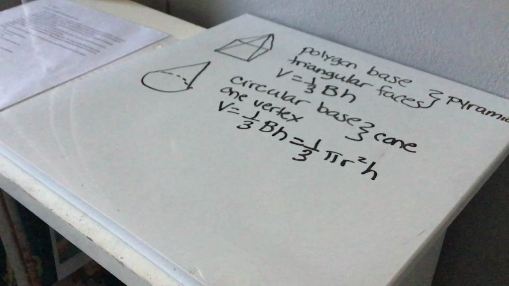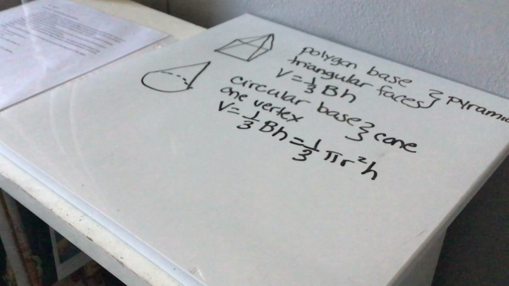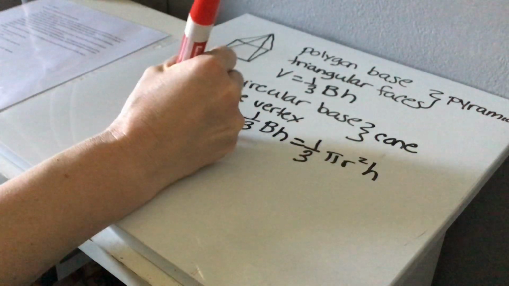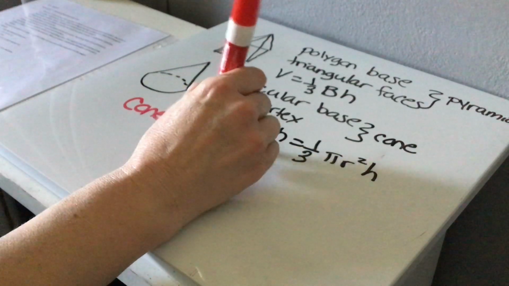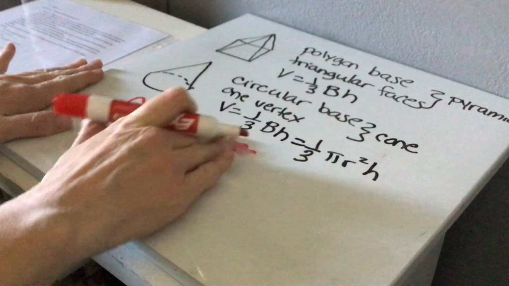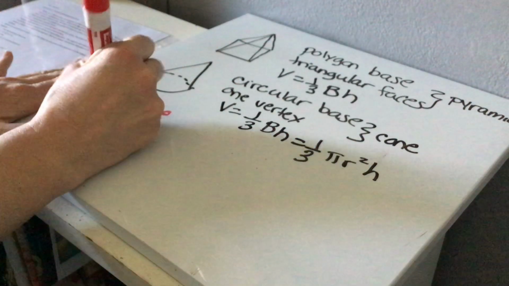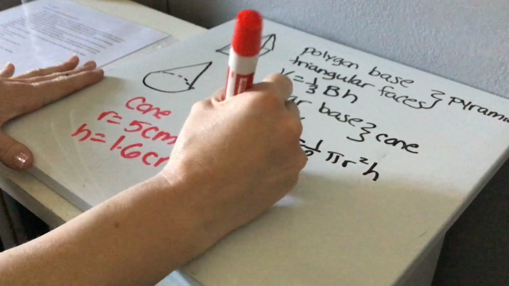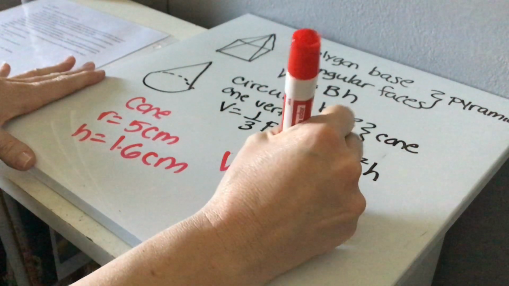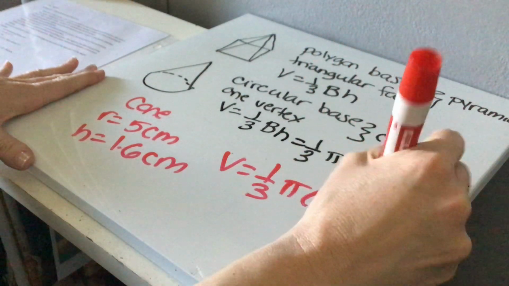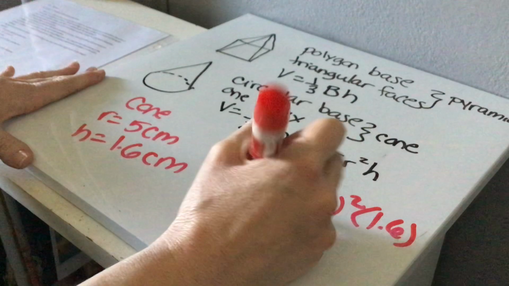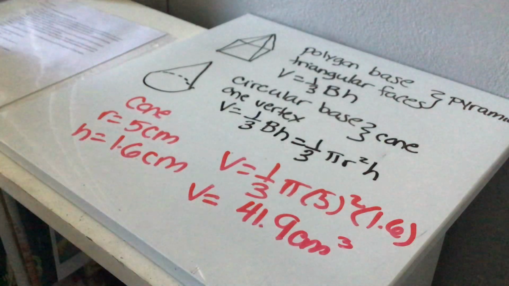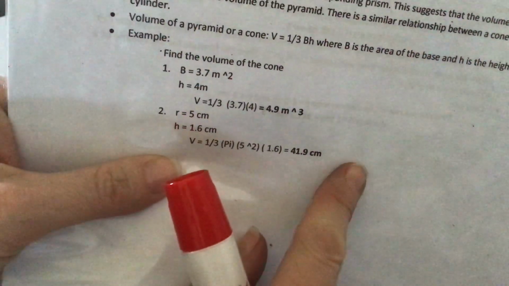Okay? So if you have a cone with a radius of 5 centimeters and a height of 1.6 centimeters, then the volume of this cone is 1/3 times pi times 5 squared times 1.6, or 41.9 cubic centimeters. And that should have a cubic here in your notes.